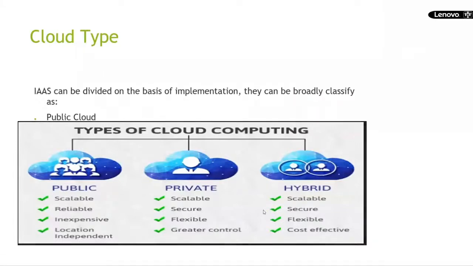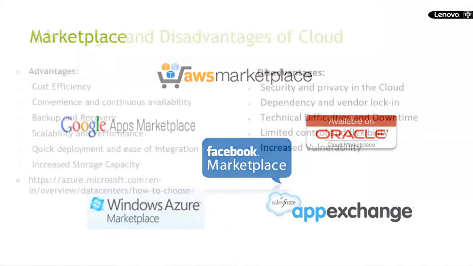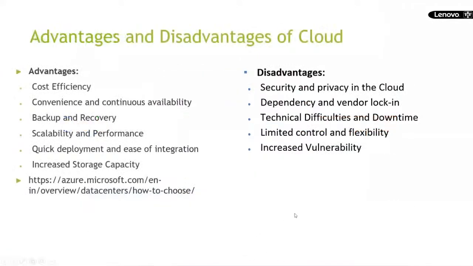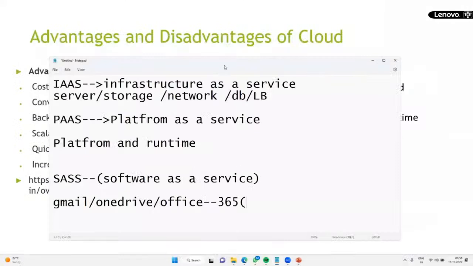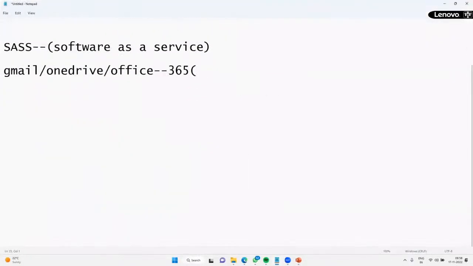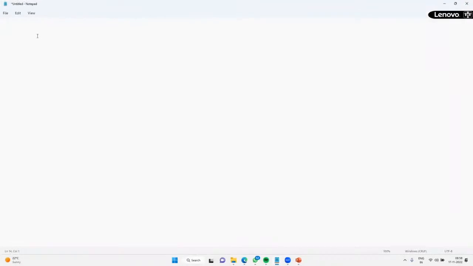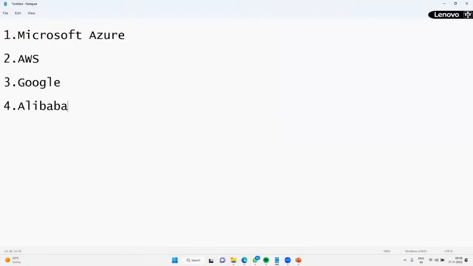Okay, next. As you already know, there are multiple cloud vendors providing cloud computing technology. First is Microsoft Azure. The other one is AWS. Third is Google. Fourth is Alibaba. Fifth is Oracle Cloud. Sixth is IBM Bluemix. Seventh is OpenStack.